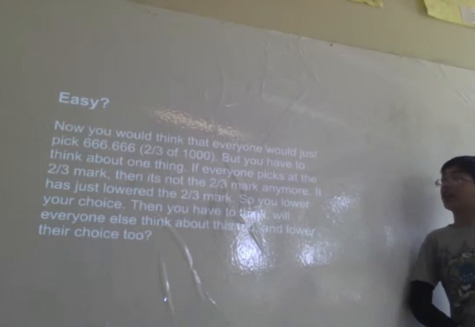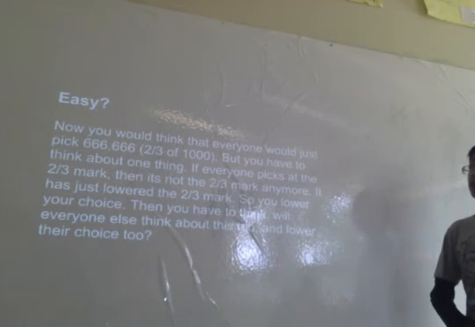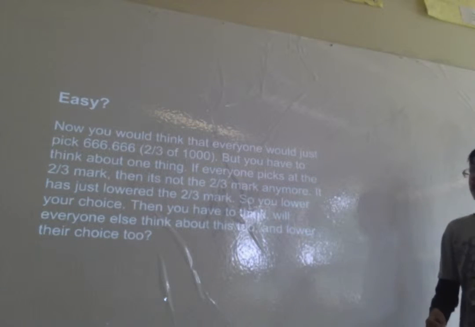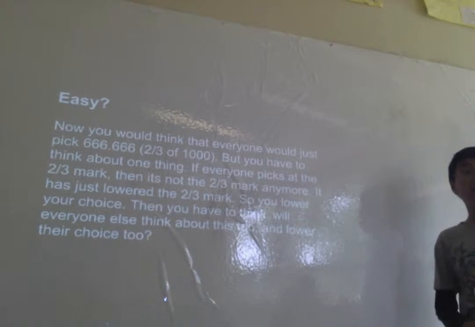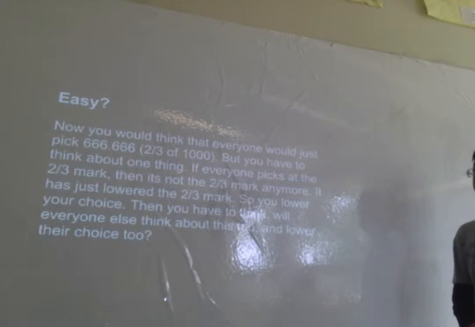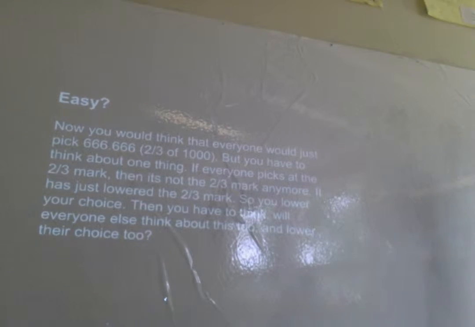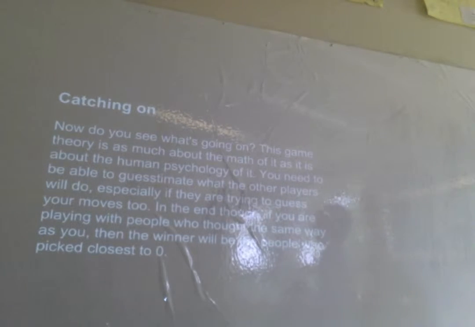Now you would think to just go for 666, or 2/3 of 1,000. But then you have to realize, if everyone picks at that 2/3 mark, then it is no longer the 2/3 mark, and it has just lowered the 2/3 mark. So then you will lower your choice. But then you have to think, will everyone else realize that? Eventually, if this pattern continues, you'll go mad. But the person who wins will most likely be the person closest to 0.